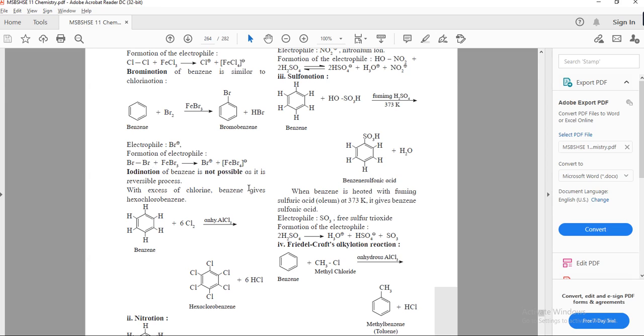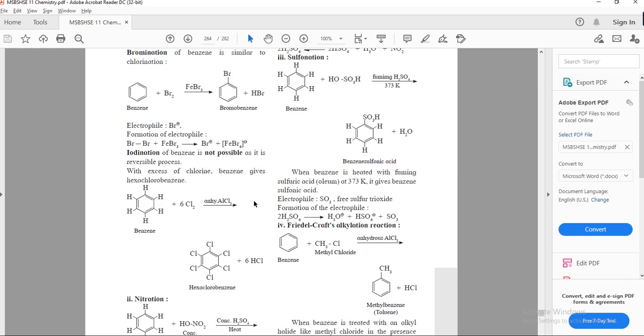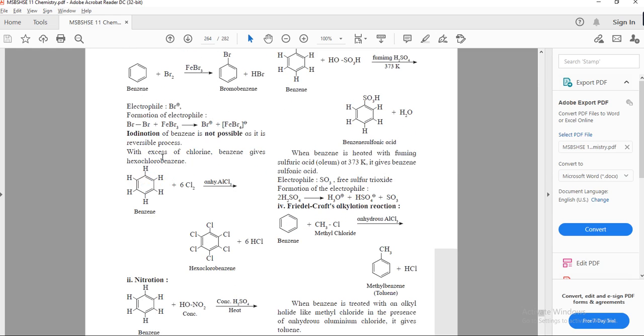Iodination is not possible as it is a reversible process. So substitution of hydrogen by iodine is not possible. When excess chlorine is used, benzene gives hexachlorobenzene.